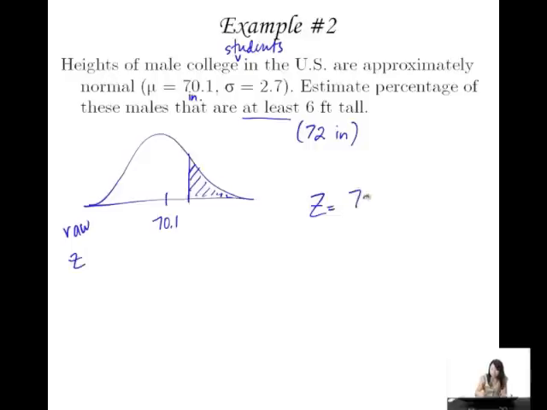That would be 72, which is my x, minus the mean, 70.1, all divided by the standard deviation, 2.7, because I want the jumps. How many jumps away? My jumps are 2.7. Okay, so that's standard deviation. So now I'll pull out my Excel.